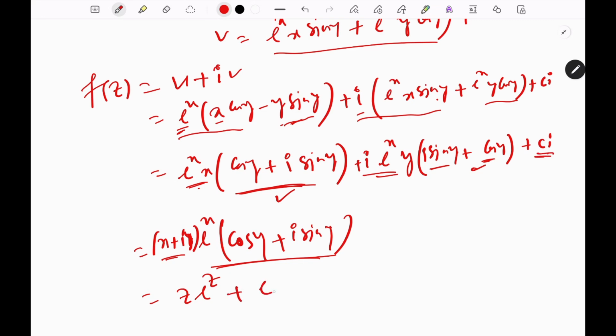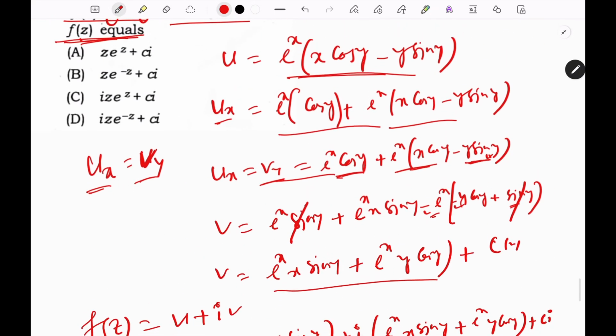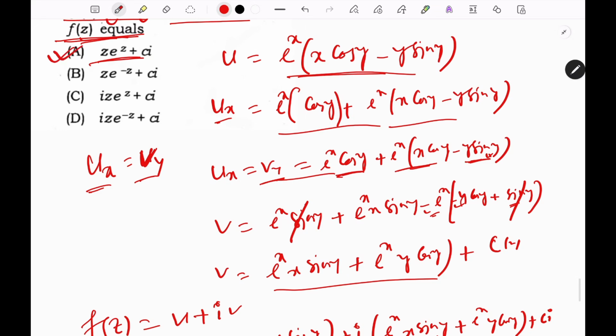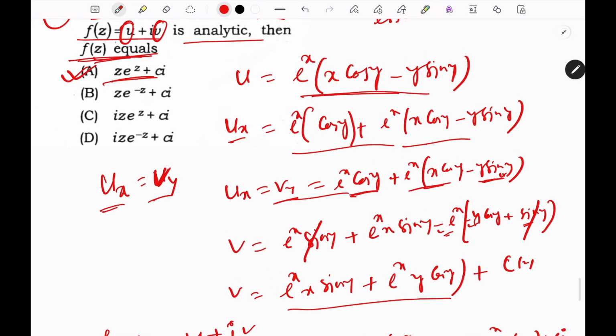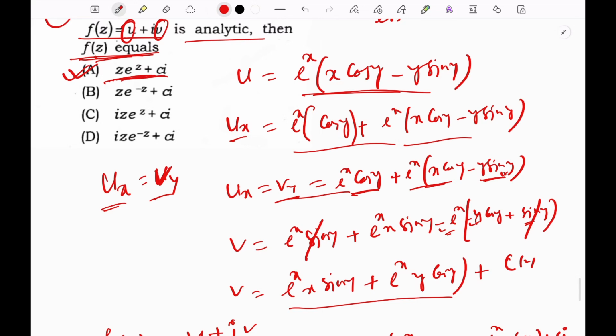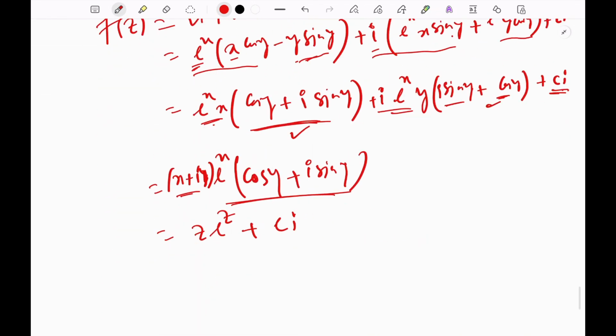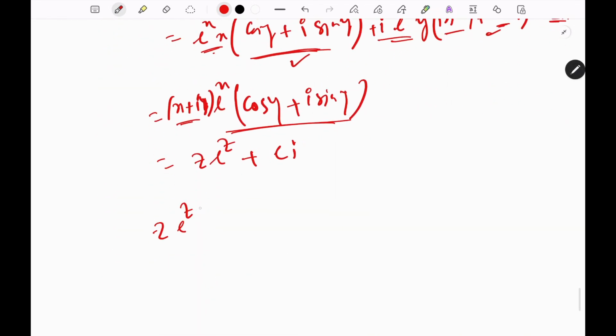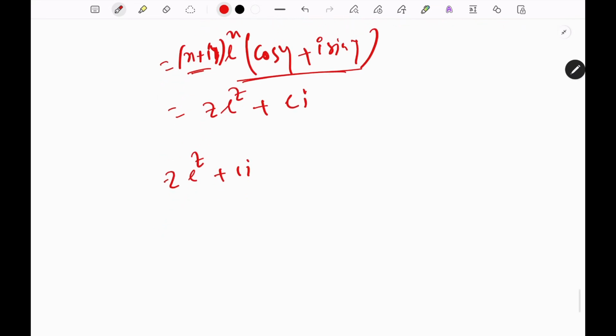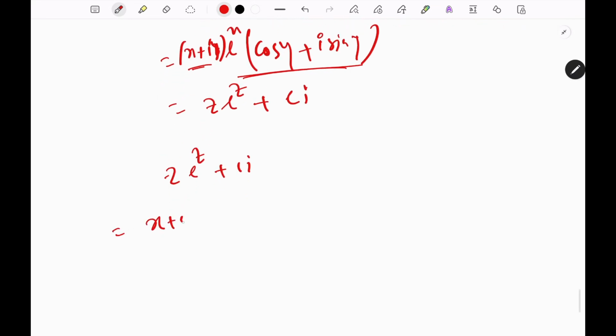So z e to the power z plus c i. Now see which option is correct: z e to the power z plus c i, so option A is correct. Now I can do this in another way. If you substitute z e to the power z plus c i, now z equals x plus i y, and e to the power z is e to the power x (cos y plus i sin y).